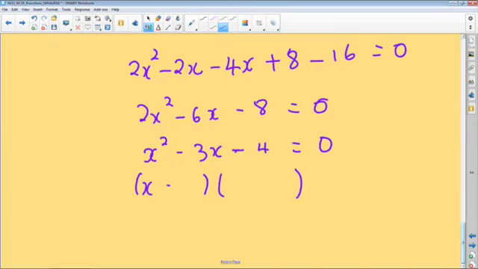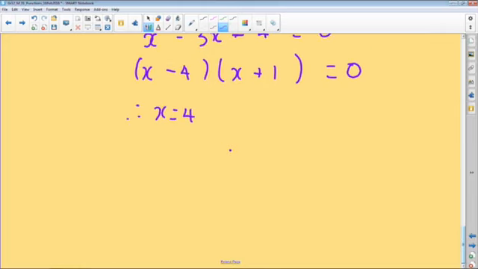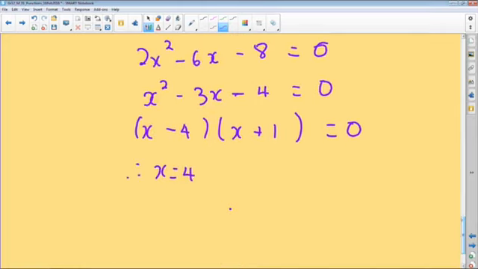into x minus 4 times x plus 1. So from our quadratic equations, you should all remember by now how to do quadratic equations. When you've got the product of two factors equal to 0, you let each one equal to naught and solve for x. So if x minus 4 is equal to naught, I get x is equal to 4. And if x plus 1 is equal to naught, I get x is equal to minus 1.